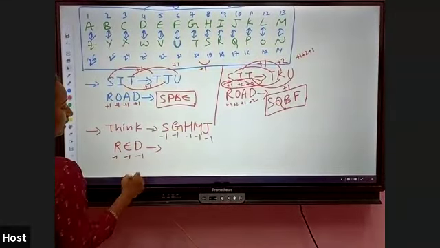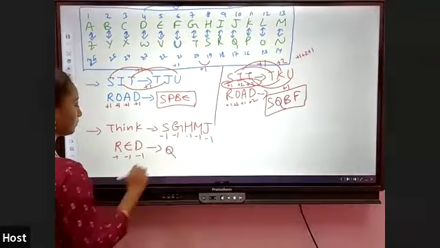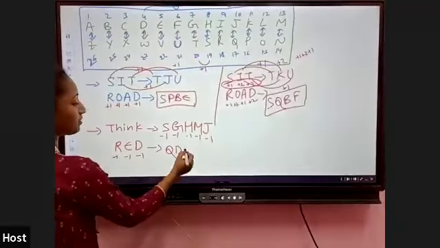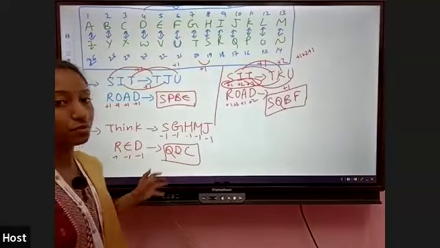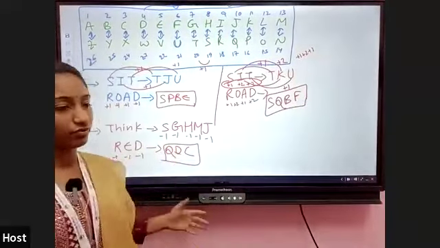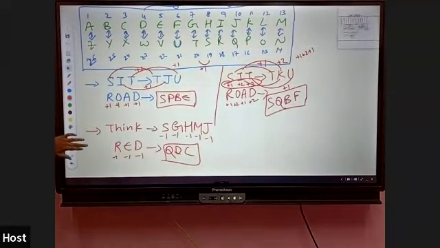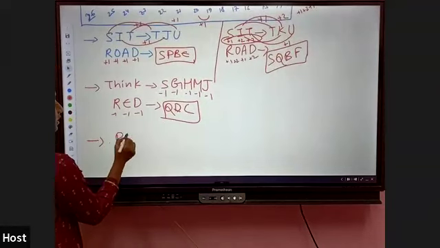-1, -1, -1. R's before letter is Q. Next, the letter before D. D is before letter C. So the code for RED is QDC. So this is the subtraction model. Next, the opposite model is also there.